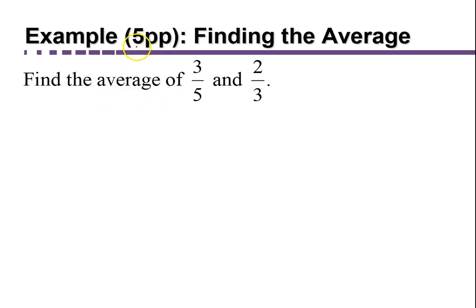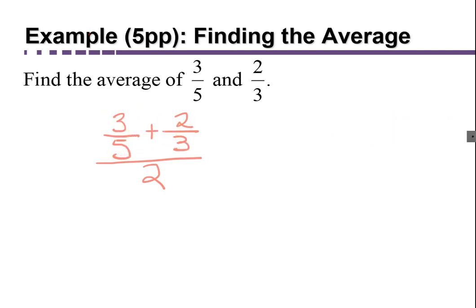This is example 5pp here, and let's work it out. So we have 3/5 and 2/3. What is the number halfway between? That is the arithmetic mean. Basically, to set it up, we're going to have to add these two together, and then we're going to divide by 2. So that's where we're going. But first we have to find out what this is.